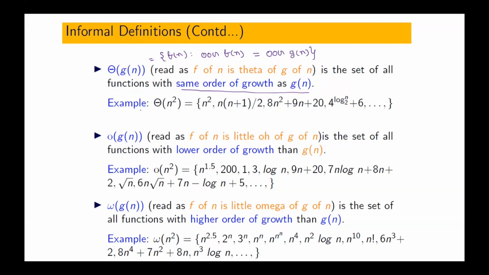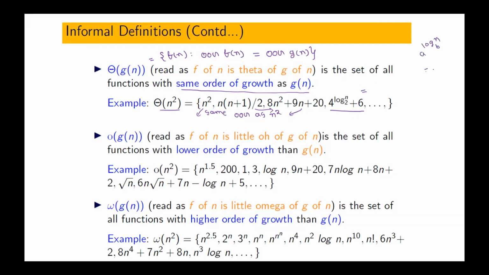Now, what is theta of n square? It is the set of all functions with the same order of growth as that of n square. Does n square have the same order of growth as n square? Yes. What about n into n plus 1 by 2? Same. What about 8n square plus 9n plus 20? That is also n square, same. What about this one, with a small simplification? That is also the same.